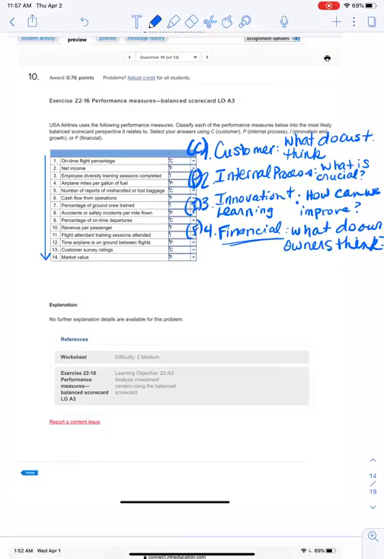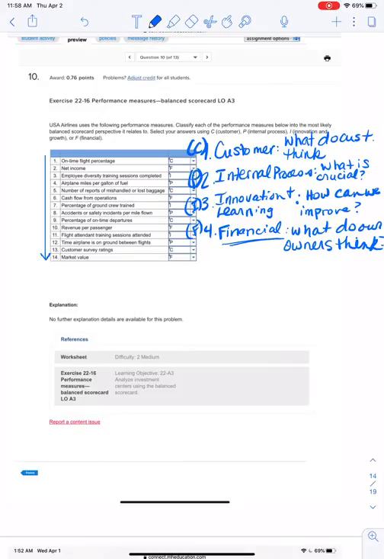Now, for the percentage of ground crew trained, this is going to be an innovation and learning thing because we're saying, well, how can we improve? Well, if I am trying to improve, it might make sense to take the time and really train up my employees properly. And so that is going to be that innovation and learning piece.